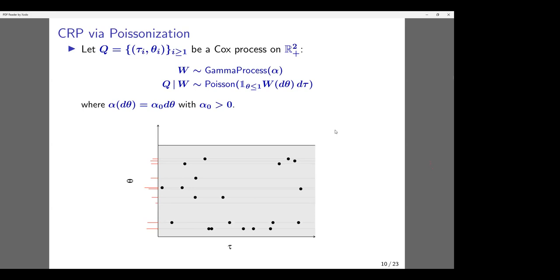So the points will be at location theta j, where there's a jump for W, and obviously if the points are exactly at the same location theta j, you can consider that they correspond to the same jump, and so I've colored them depending on the jump from which they originate. Okay, so this is the construction.